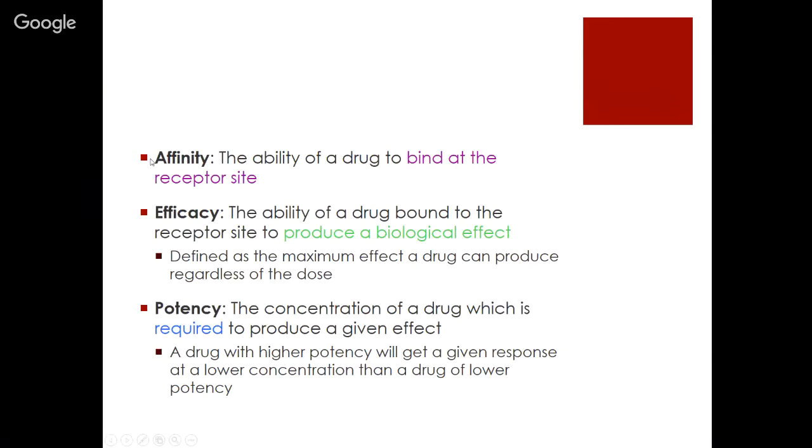These are the three that they'll often ask you to define: affinity, efficacy, and potency. Affinity is the actual ability of the drug to bind at the receptor site, whereas efficacy is its ability to bind at the site and then have a biological effect. And then potency is the last one, which is how much of the drug you need to give in order to produce a given effect. So if you've got a drug with a higher potency, you'll get a response at a lower concentration than a drug with a lower potency.